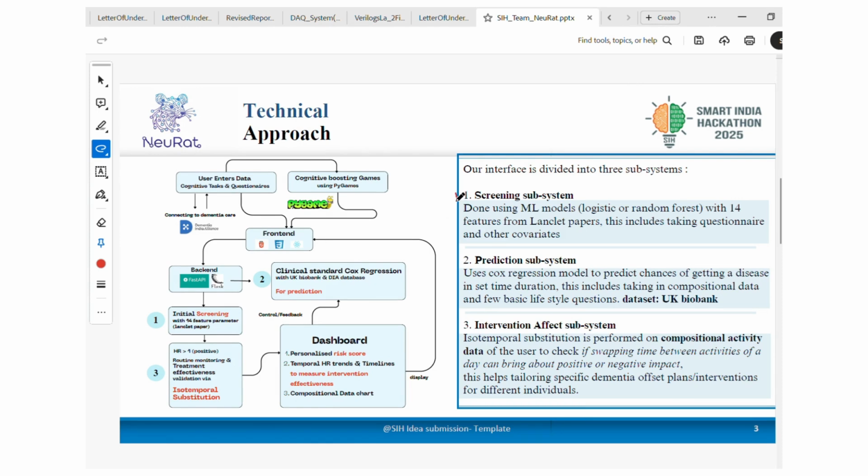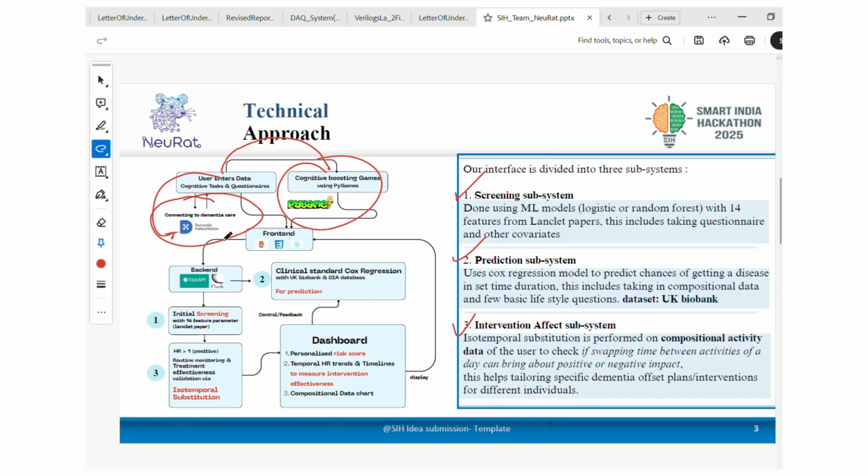As I've previously told, we are a screening model, we are a prediction model, we are an intervention effect subsystem model as well. And this is how it goes. The user enters the data, which is also used to communicate with the Dementia India Alliance. Then we also have games. We have made cognitive boosting games.